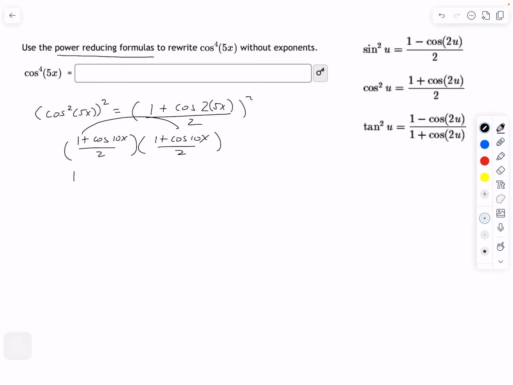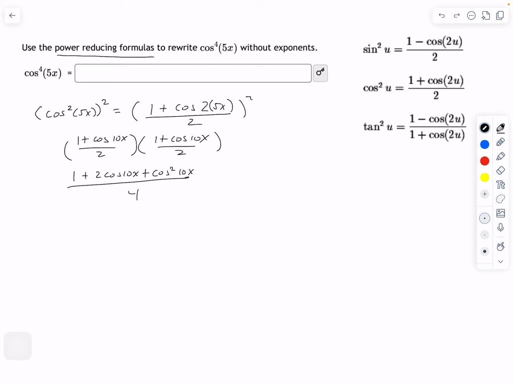Cosine and cosine gives us our 2 cosine. So plus 2 cosine of 10x. And then cosine times cosine is cosine squared of 10x. And then all over 4. Okay, so we distribute the top of the fraction, and you can see we still have an exponent here. We're going to undo that exponent.